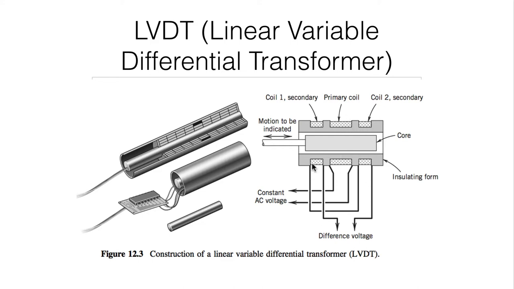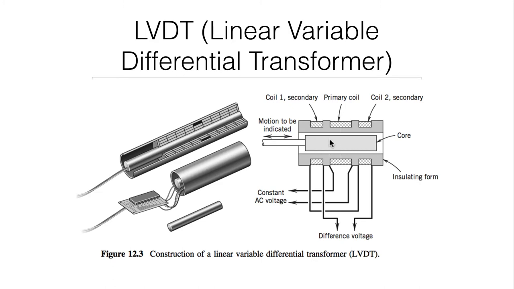Now, if these are wired in opposite directions, then I can get a measurement out here that's the difference voltage. So when the core is right in the middle, this difference voltage will be 0. When the core moves this way, this difference voltage will go in a positive direction. When it moves this way, it'll go in a negative direction. So as a result, we can get out a measurement here that should be directly related to this core position.